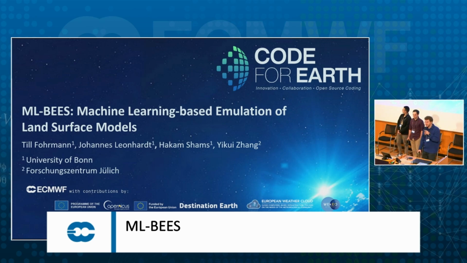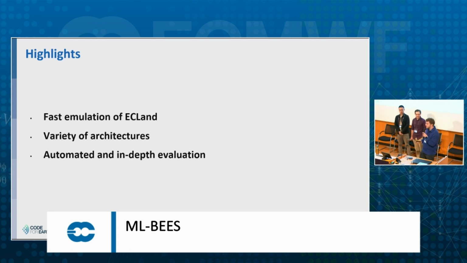And yeah, so we are MLBs because, of course, we had to choose a silly acronym, and it's short for Machine Learning-Based Emulation of Land Surface Models. In this case, that's EasyLand. So why you might be interested in these talks could be the following reasons.